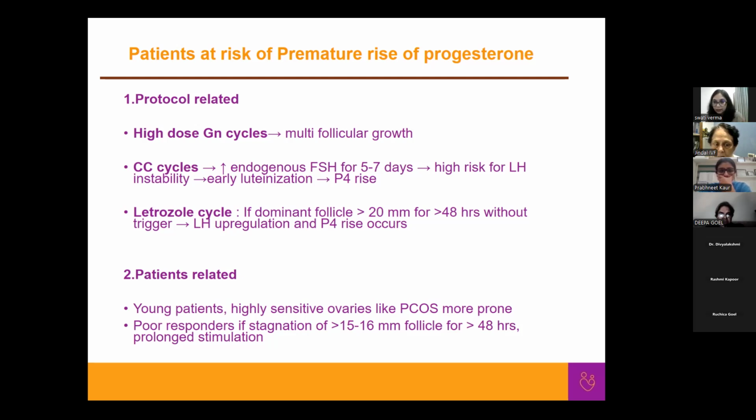So this is again an important thing to note, that the endometrium and the follicle should develop hand in hand. Otherwise, if the cycle becomes asynchronous, then it does not give us a good result. Then the patient-related factors: young patients and highly sensitive ovaries like PCO are more prone to premature progesterone rise. In poor responders, if stagnation of the follicle occurs for more than 48 hours before the trigger, that is again a sign of prolonged stimulation and a premature rise of progesterone.